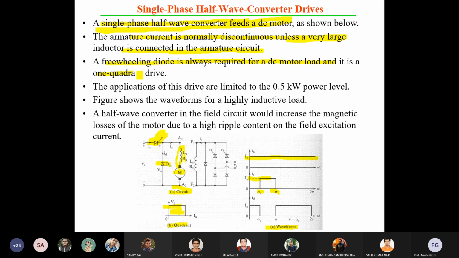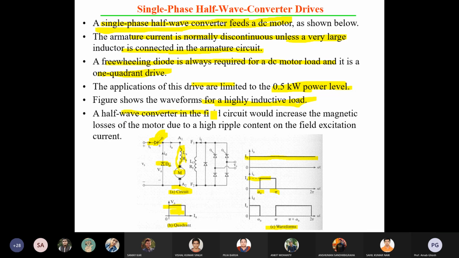The applications of these drives are limited to 0.5 kilowatt power level. Power level is up to 1.5 kilowatt. The figure shows the waveform for a highly inductive load. As a DC motor, that RLE load is there, and L is very high, so it's a highly inductive load.